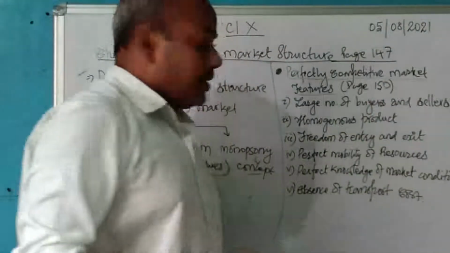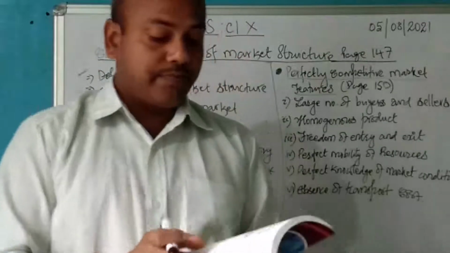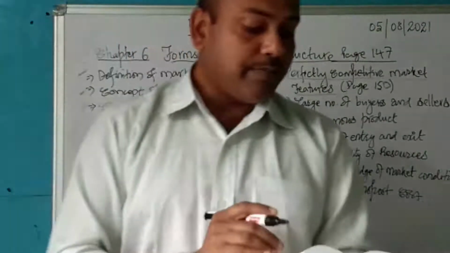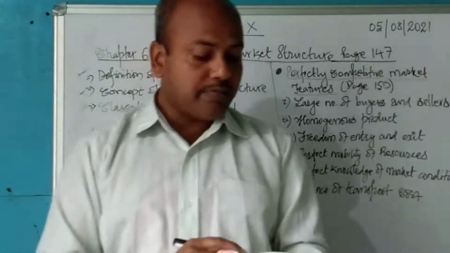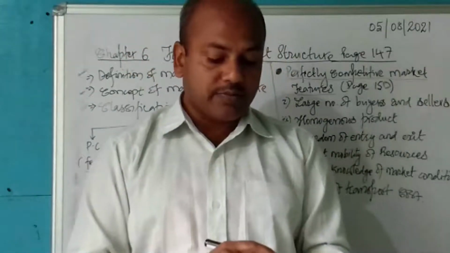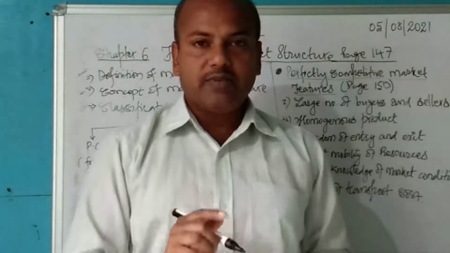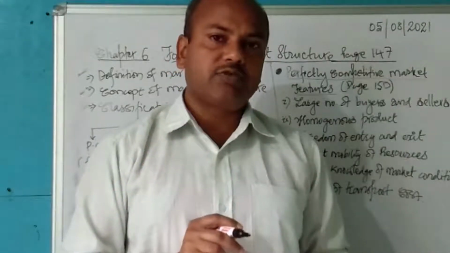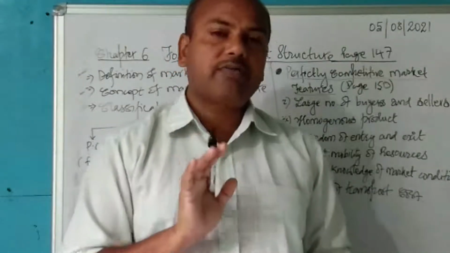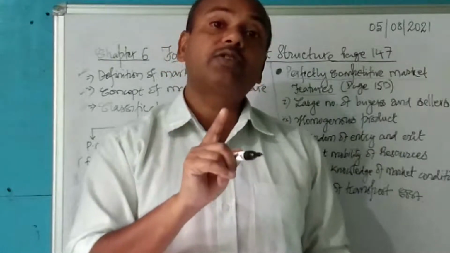Okay, now what is a perfectly competitive market? Definition. Perfect competition is a market structure where there are a large number of producers producing a homogeneous product so that no individual firm can influence the price of the commodity. Now in this definition there are two key terms that you should remember. First, large number of producers, and second, producing a homogeneous product.